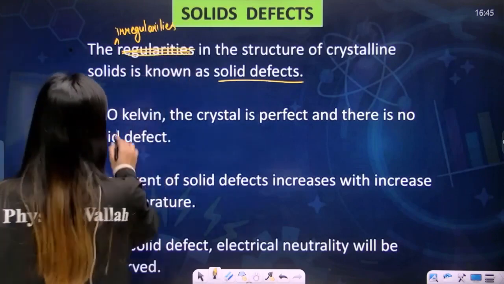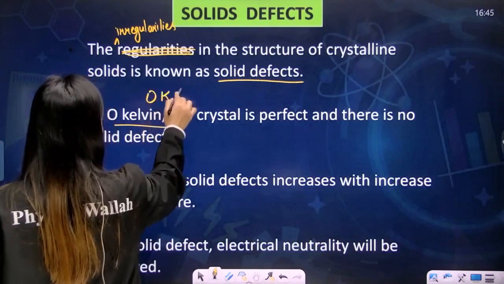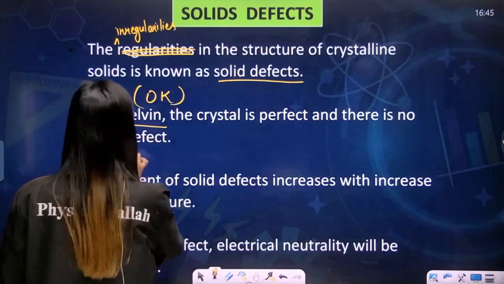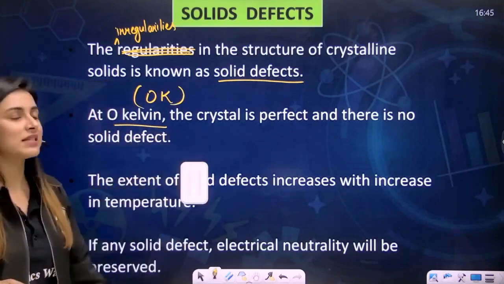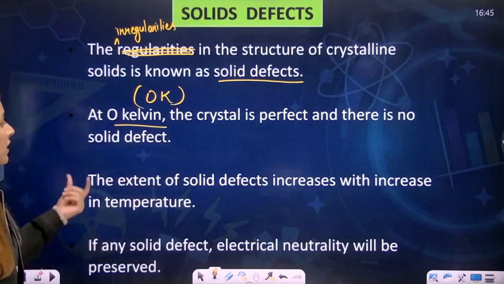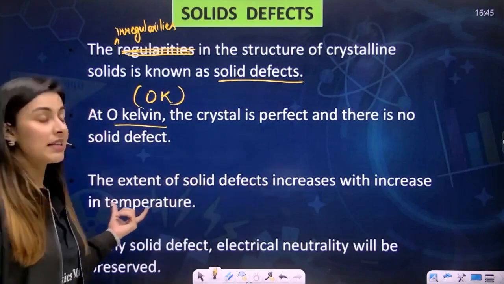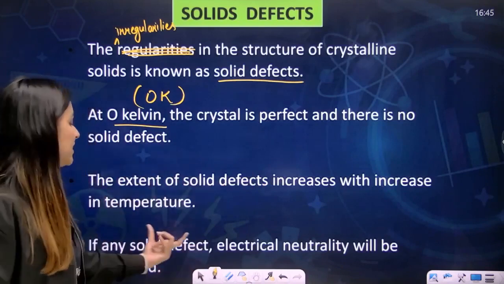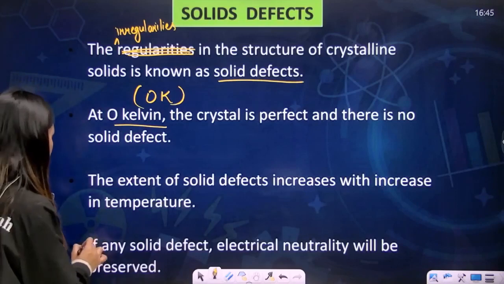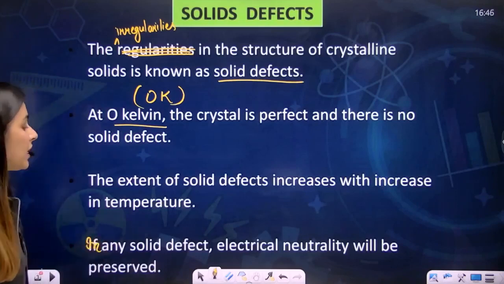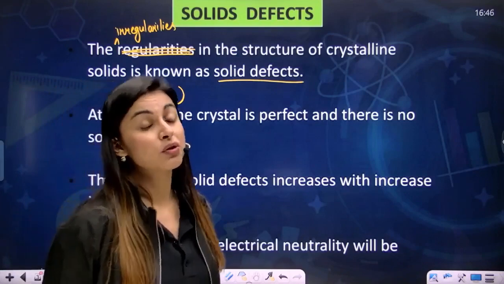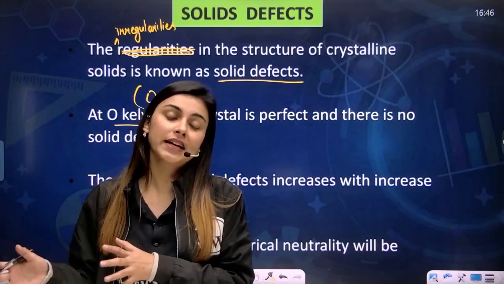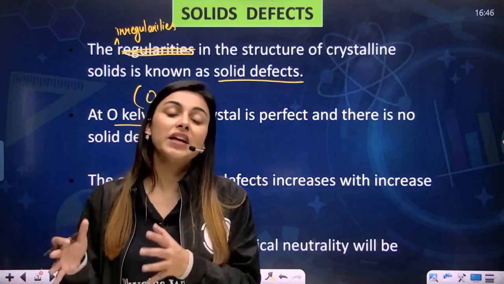At 0 Kelvin, that is OK, you can call it like OK or you can say 0 Kelvin, the crystal is perfect and there is no solid defect because it is in its most stable form. Now, the extent of solid defect increases with the increase in temperature. As you increase the temperature, the defect would increase. In any solid defect, electrical neutrality will be preserved. Always and always, your total positive charge would be equal to the total negative charge. That is something very, very important.